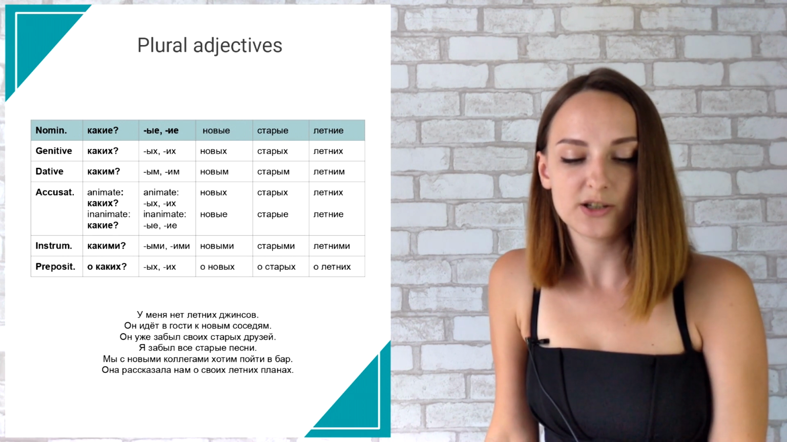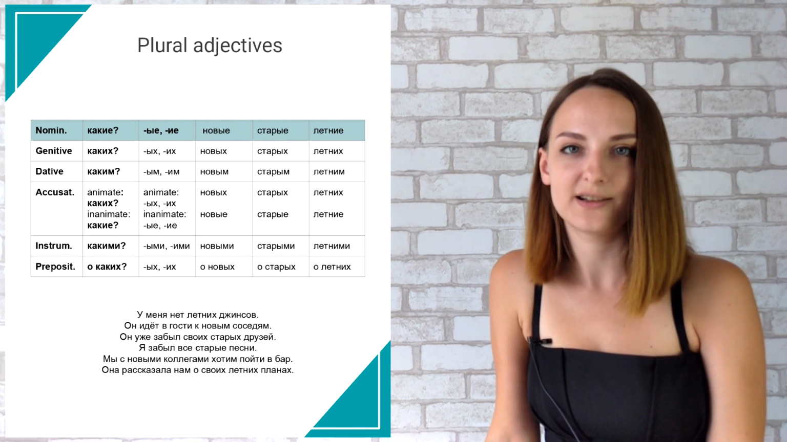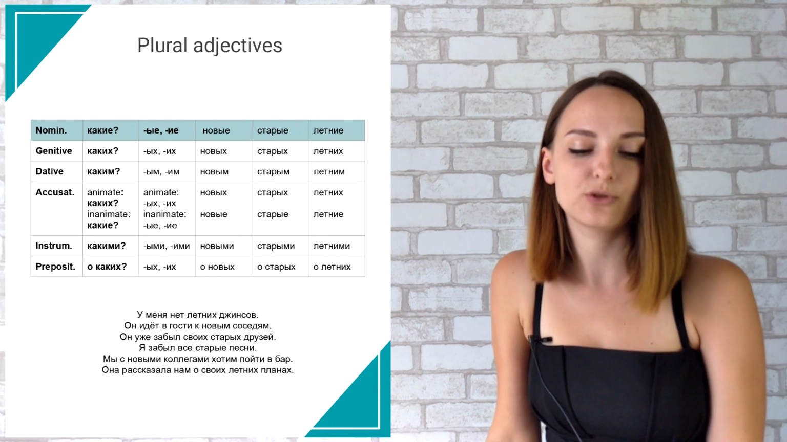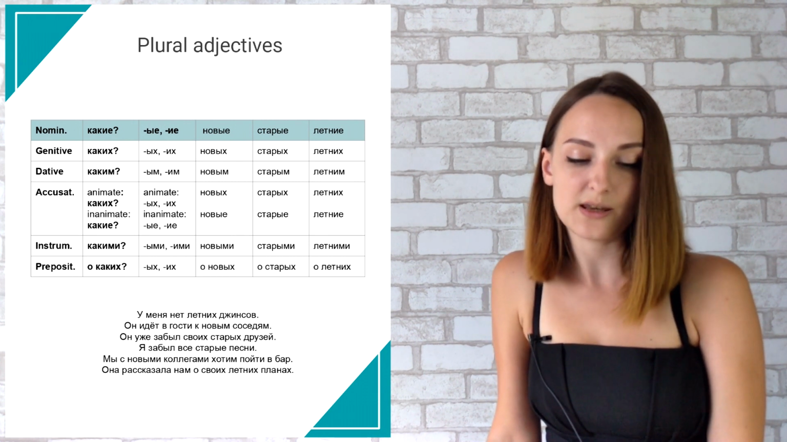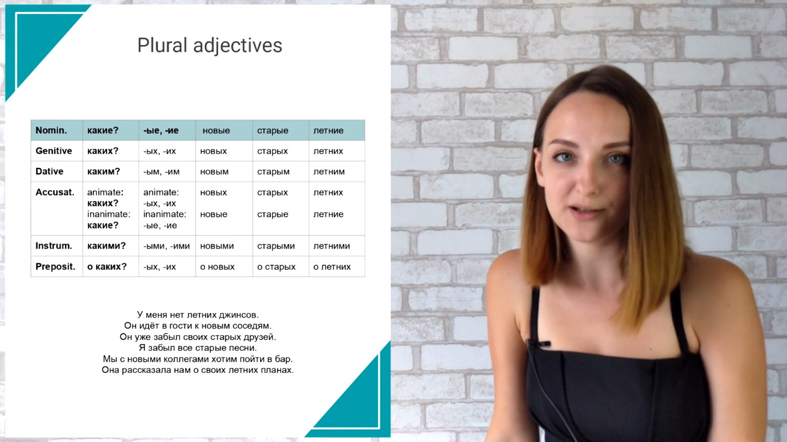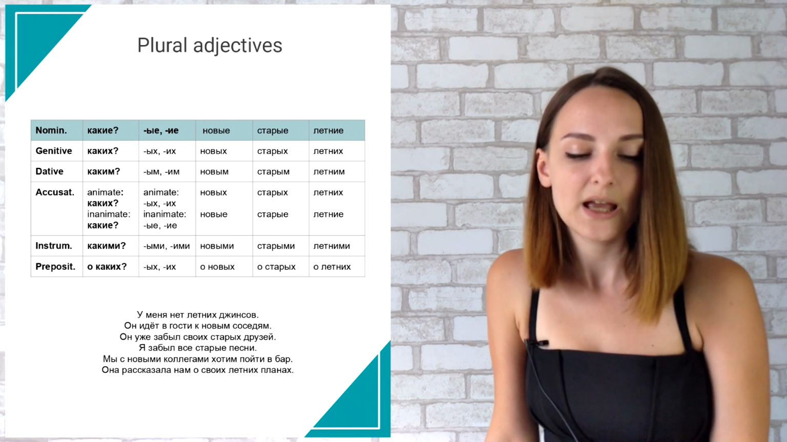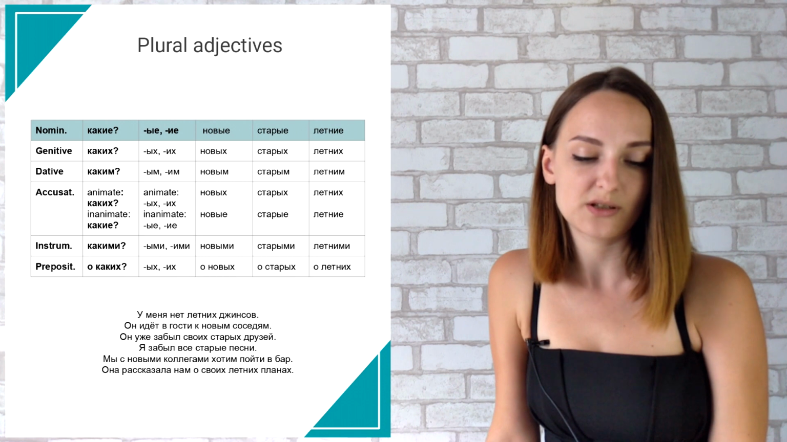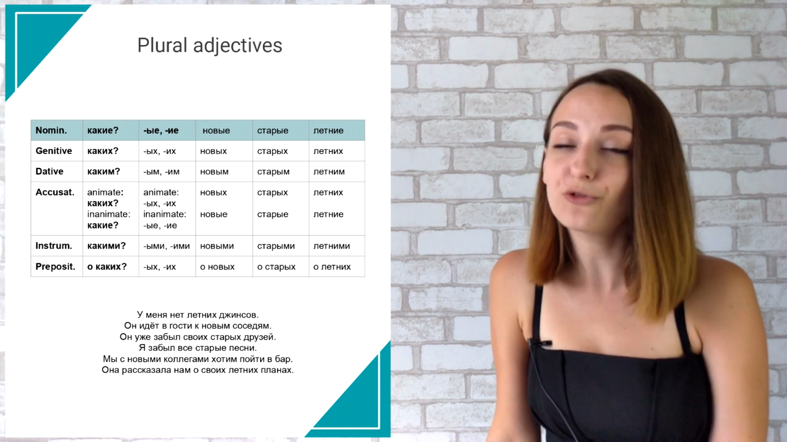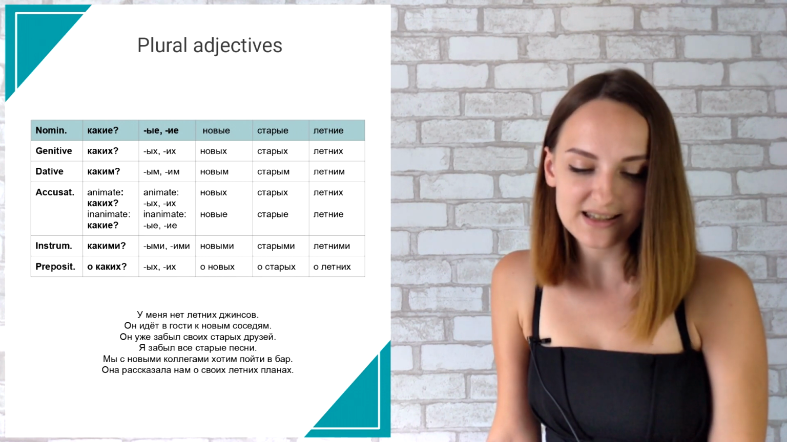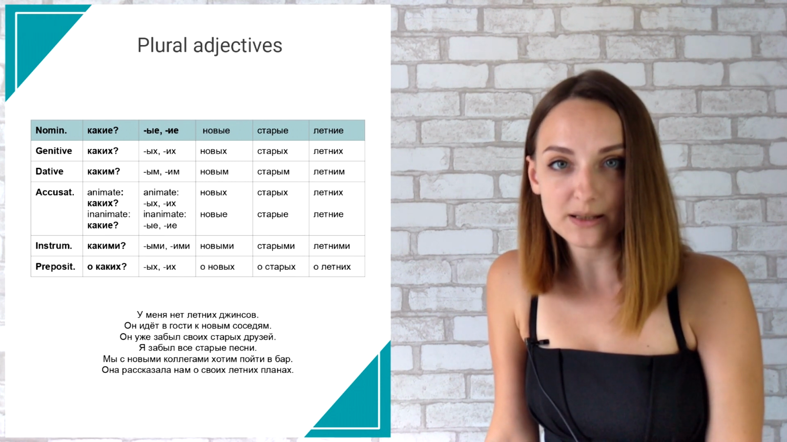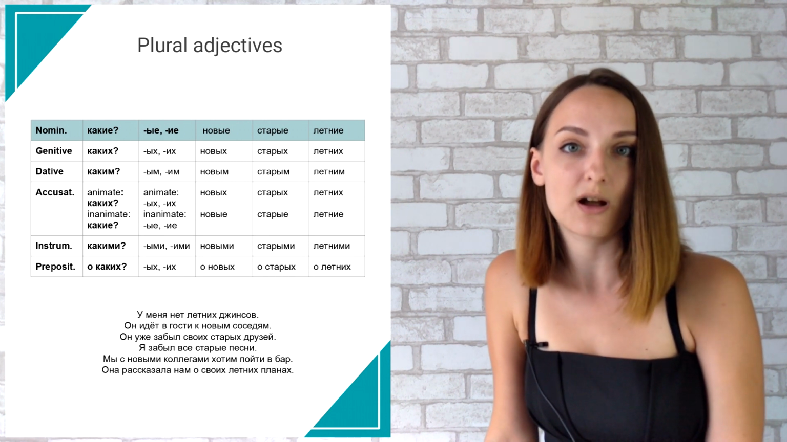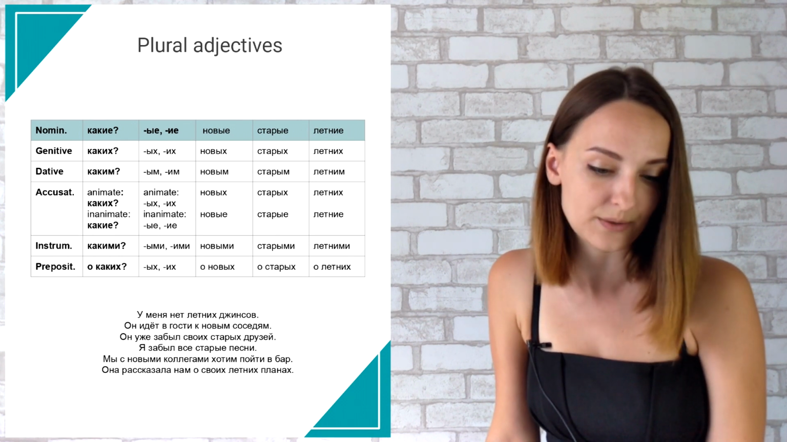Let's read them. In genitive, новых, старых, летних. Dative, новым, старым, летним. Accusative, animate, новых, старых, летних, equal to genitive case, да? And inanimate equal to nominative. Новые, I'm sorry, старые и летние. Instrumental новыми, старыми, летними, and prepositional о новых, о старых, о летних.